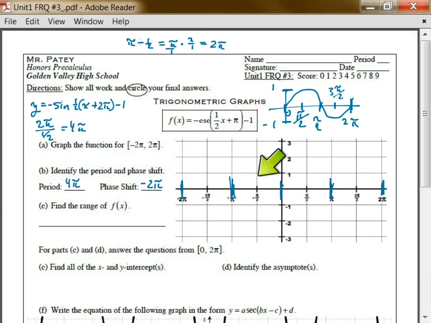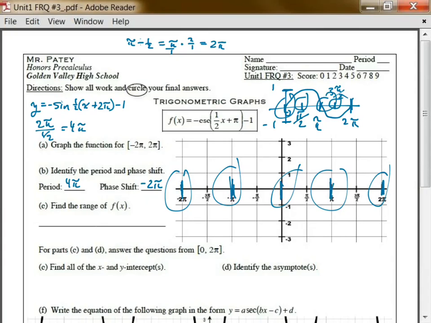So these are our x values that are the most important to us in graphing. That's a whole cycle right there, right? We have 1, 2, 3, 4, 5 x's. So that's going to be our cycle.